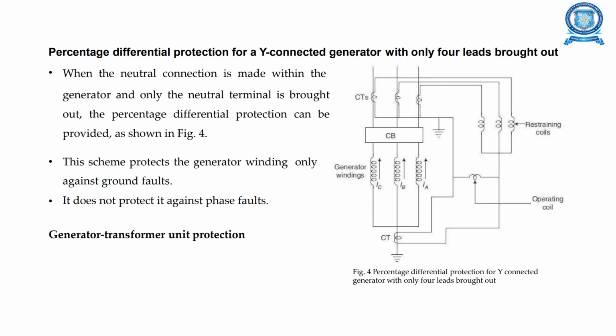This is the percentage differential protection for a Y connected generator with only 4 leads. That is, when the neutral connection is made within the generator and only the neutral terminal is brought out, percentage differential protection can be provided. You can see in the diagram, the scheme protects the generator winding only against ground faults. It does not protect against phase faults.